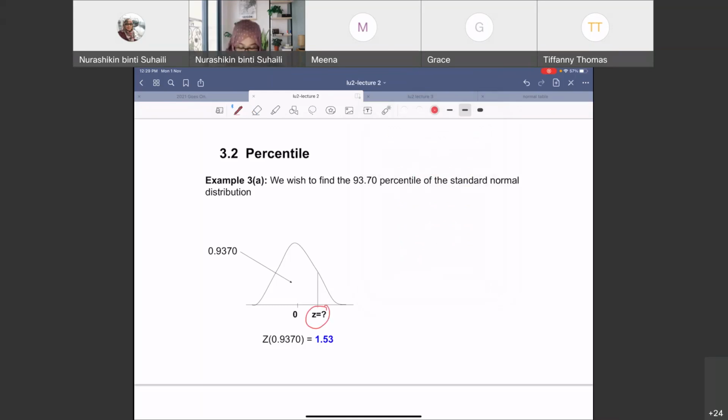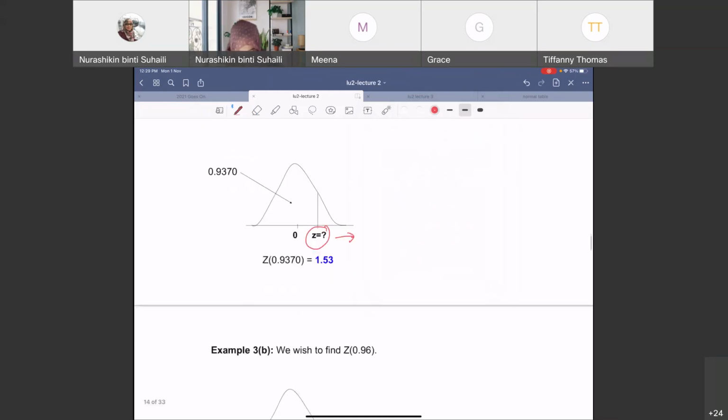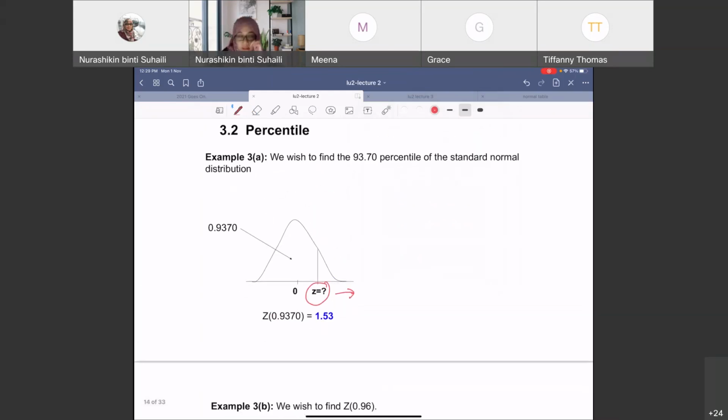That's one thing. And then the second thing, if we have the information of the mean and also standard deviation, the question could also ask what is the X value. So it is going backward. But in this question, we don't have the mean and the standard deviation, so we need to find the Z value. We wish to find the 93.7 percentile of the standard normal distribution. So it refers to the area under the curve of 0.937. Okay, this one. So what is the Z value?